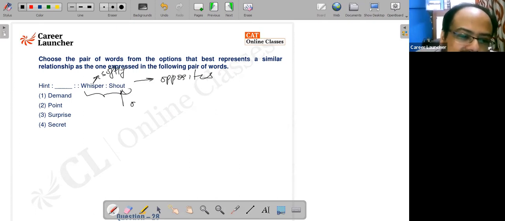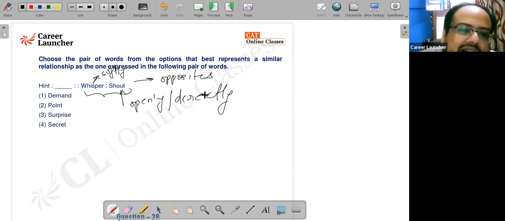Shouting is something that is done openly. When I say openly, what I mean is it is done directly. It is not done in a subtle manner, right? So whisper is something that is done softly, whereas shouting is something that is done openly or directly. So these are more or less opposites.